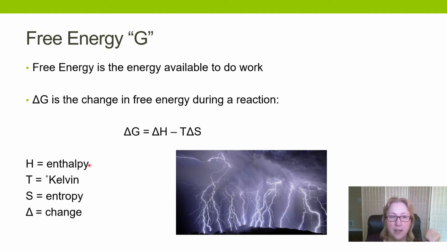H stands for enthalpy, which is kind of a fancy word for heat. So the change in free energy is the change in heat minus the temperature times the change in entropy. So S is entropy. And good thing for us, we're not going to do any calculations with this formula, so don't be alarmed. But we don't even need all this formula in biology because biological systems try really hard to not change temperature and not have excessive heat and get rid of the heat.